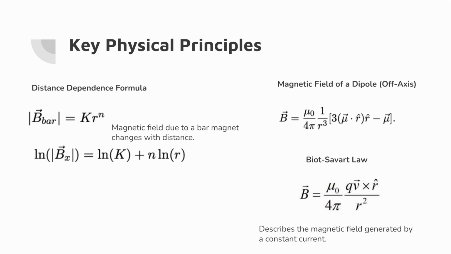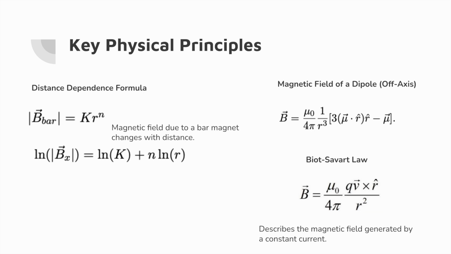So, some key physical principles. We have the distance dependence formula, which states that the magnitude of the magnetic field of a bar magnet is equal to k times r to the n power. The reason this is important is that the magnetic field due to a bar magnet changes with distance.